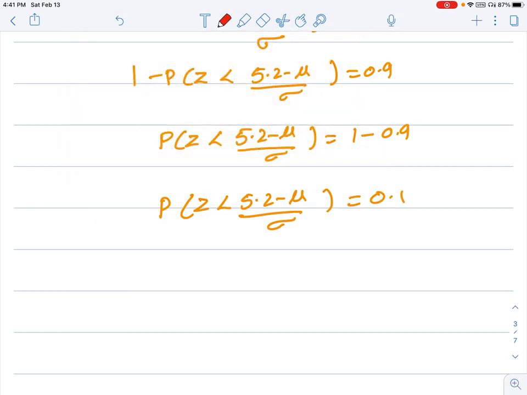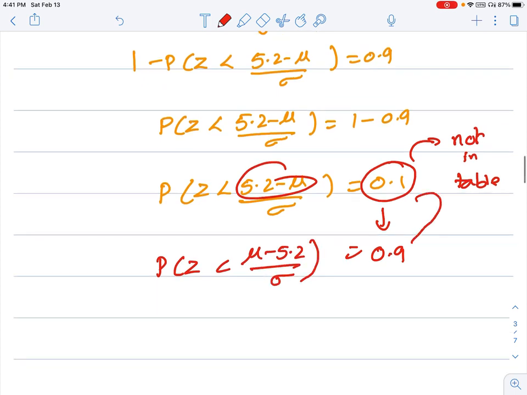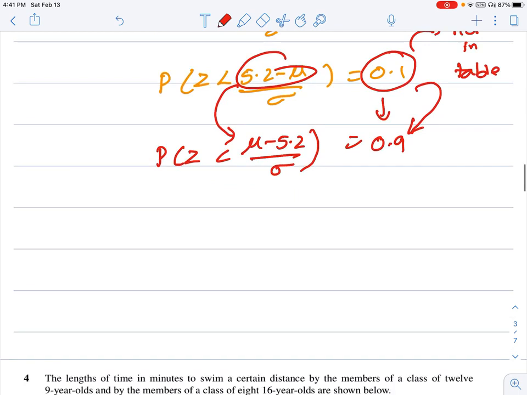But I see that 0.1 is not present in the table. So what am I going to do? I am going to do 1 minus, so it becomes 0.9. To nullify that effect, this 5.2 minus mu can be written as mu minus 5.2 over sigma. So check that 0.1 will not be there in the table.